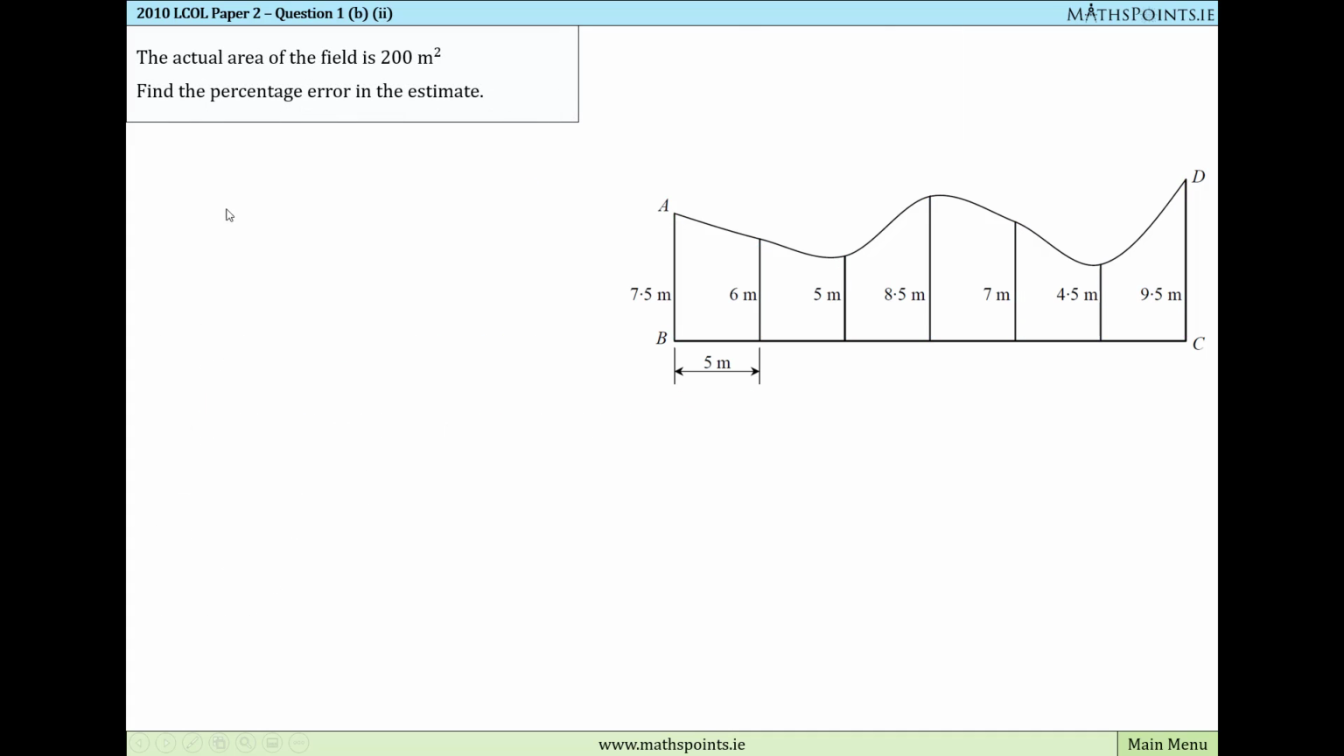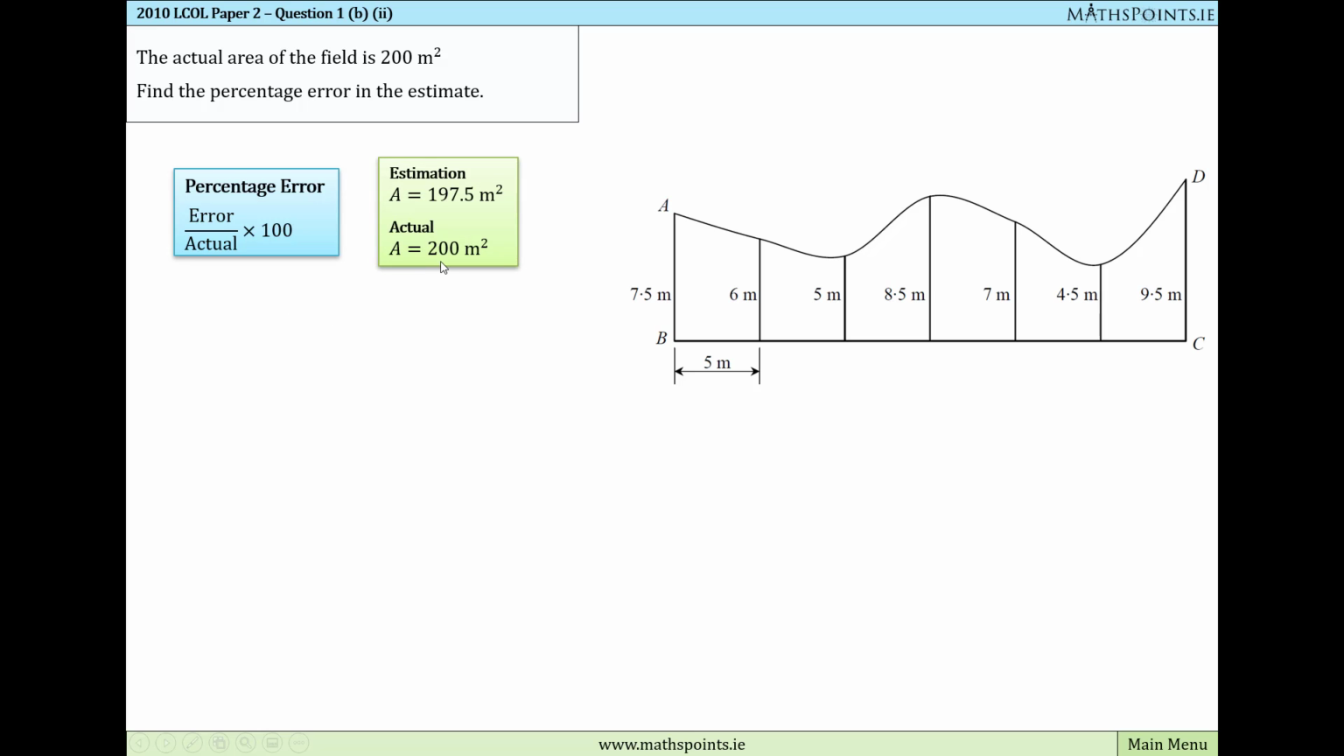In part 2 of the question, they tell us that the actual area of the field is 200 meters squared, and they ask us to find the percentage error in the estimate. Whenever we use the trapezoidal rule, we have to remember that the trapezoidal rule is only an estimate of the area. So to find the error, we're going to find the difference between the actual area of the field, 200, and the estimated area of the field, 197.5. And then we're going to divide that by the actual number. We multiply it by 100 to turn it into a percentage.